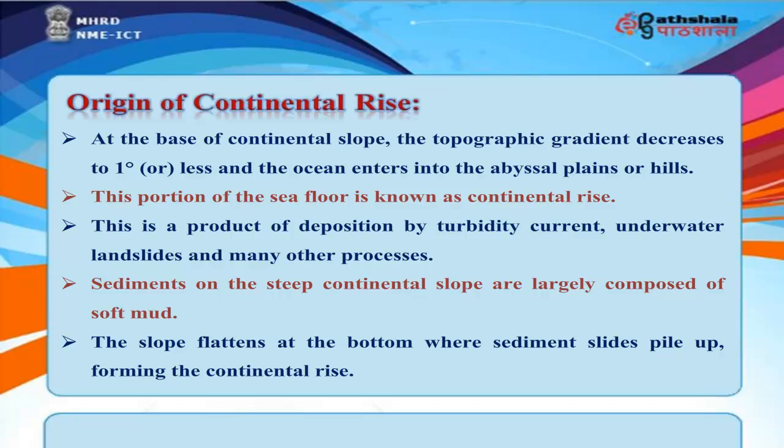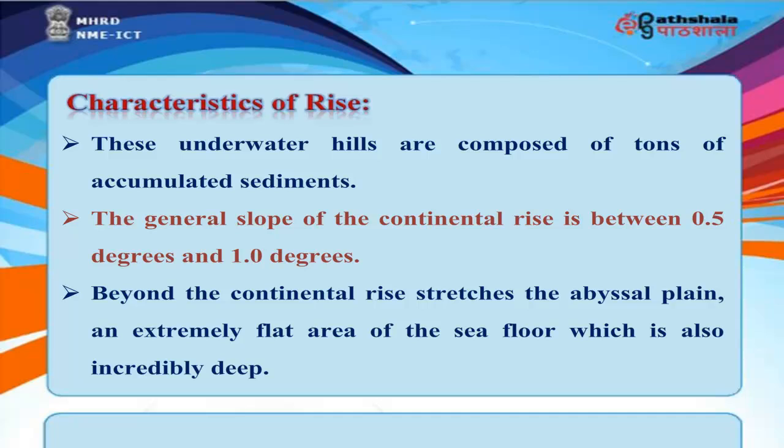This is a product of deposition by turbidity current, underwater landslides, and many other processes. Sediments on the steep continental slope are largely composed of soft mud. The slope flattens at the bottom where sediment slides pile up, forming the continental rise. Characteristics of rise. These underwater hills are composed of tons of accumulated sediments. The general slope of the continental rise is between 0.5 degrees and 1.0 degrees.